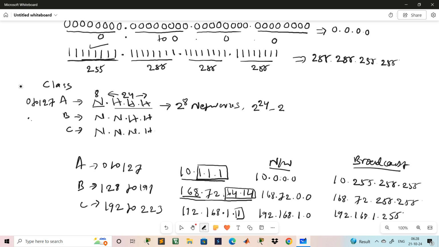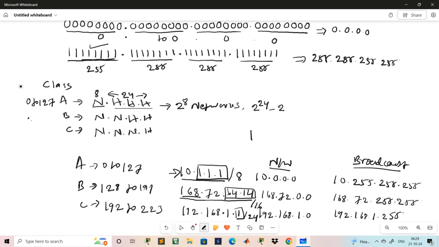And what about the prefix length? The prefix length is how many bits are reserved for the network. For this class A IP address, the prefix length will be /8. For class B it will be /16, and for class C it will be /24. This slash notation is also called CIDR notation.